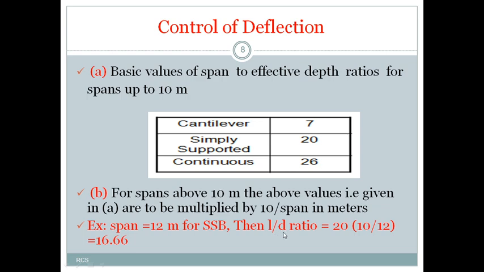The L by d ratio up to 10 meters is 20, but as the span is beyond 10 meters, it should be multiplied by 10 by the span. So 20 multiplied by 10 by 12 meters gives 16.66 as the L by d ratio for a simply supported beam spanning 12 meters. This is how we calculate for the other conditions also when their spans exceed 10 meters.